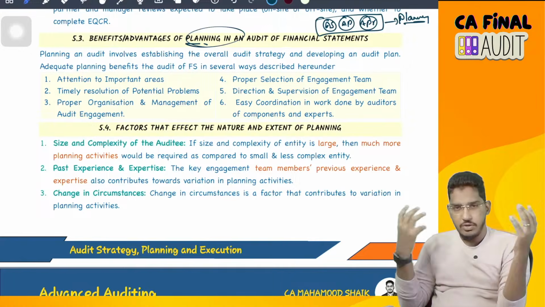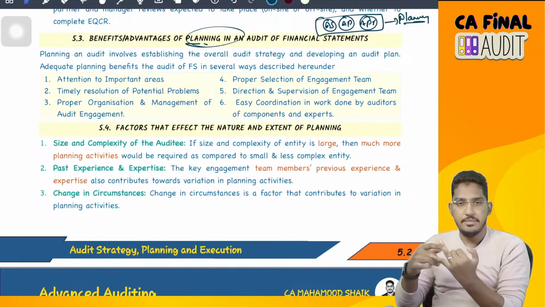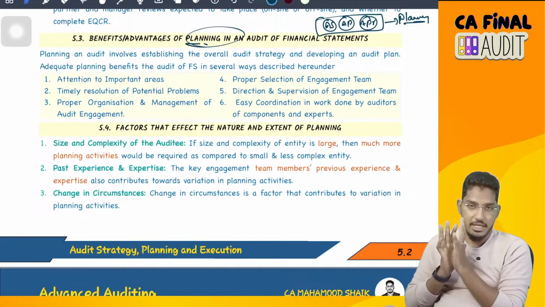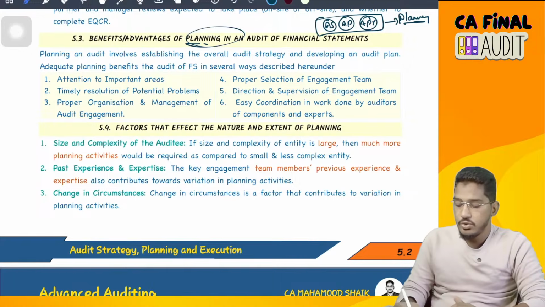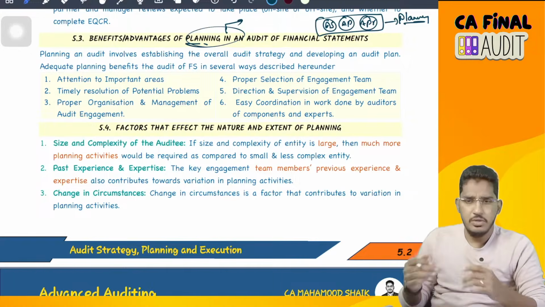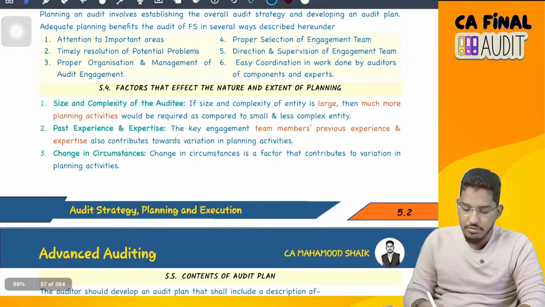At the beginning of the audit, we all will sit together and establish this audit strategy, planning and program. That process I call it as audit planning. Sir, why is it important to do the planning? Why can't we directly jump into the audit and start doing our procedures? Because if you do the planning, you will get benefited. How will you get benefited?